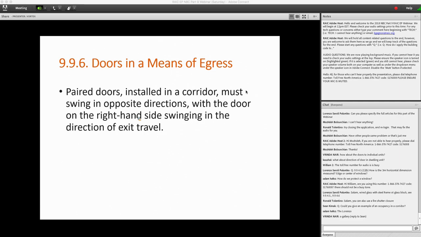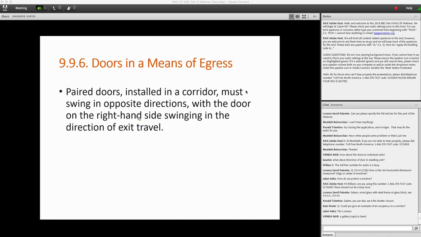Typically, when you have, for instance, a floor area that contains multiple suites, and your access to exit from these floor areas is through a public corridor, you have to locate a minimum of 2 exits at opposite ends of the corridor.